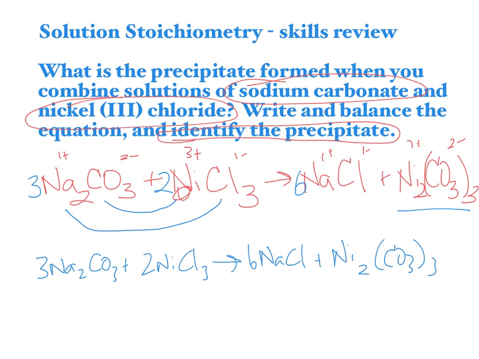Well, if I look at my products here, I've got sodium chloride and I've got nickel carbonate. I know that sodium chloride is soluble, so that's going to be my aqueous one. That means my other one, nickel carbonate, is going to be my precipitate. And if I have a sheet of solubility rules in front of me, it's pretty obvious to tell which one of those works. So there you go, writing and balancing the equation, practicing with a little bit of double displacement. So now let's look forward and do the math on this beast of an equation.